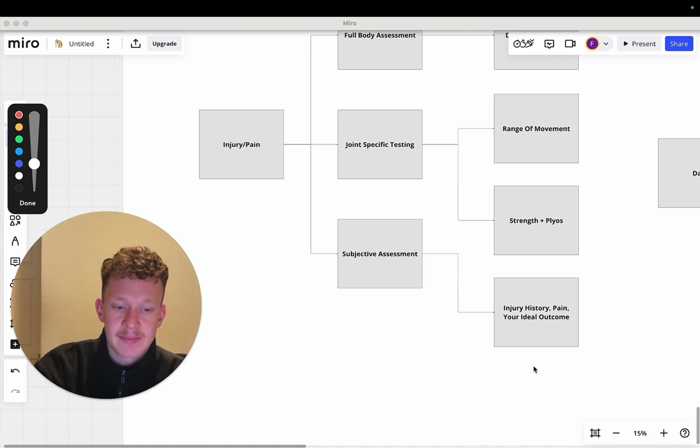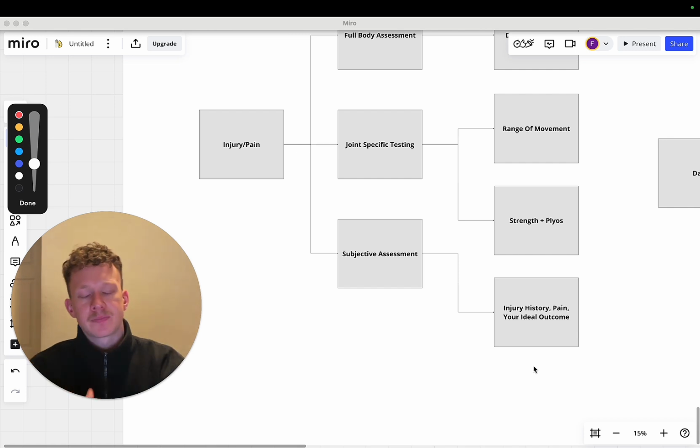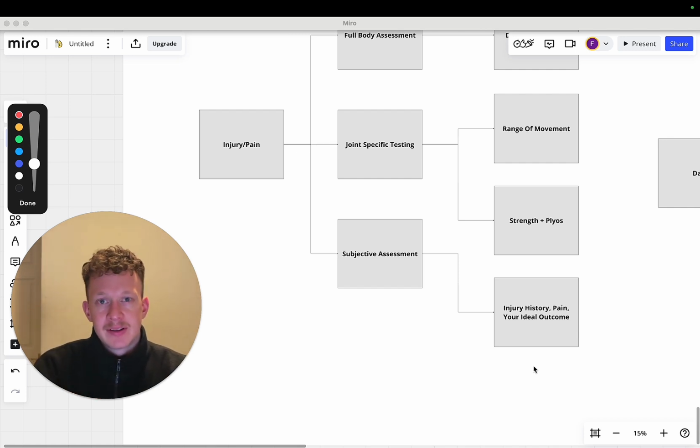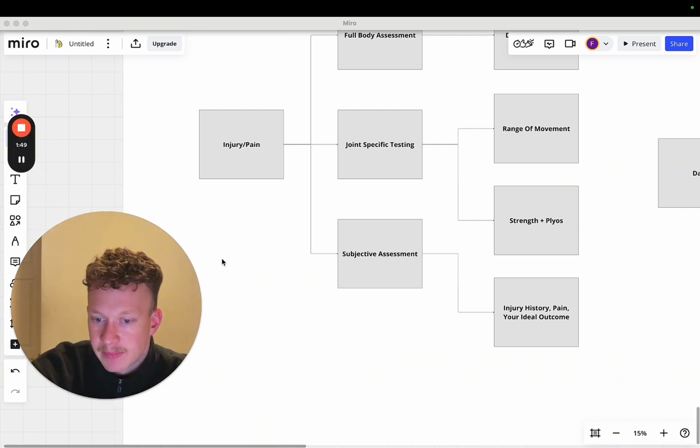Once we've got that, and even if you ask yourself these questions, you can then understand your expectations and what you actually think is going on. That's one thing, versus what's actually going on at a physical level in your body. So that's when we look at physical assessments.